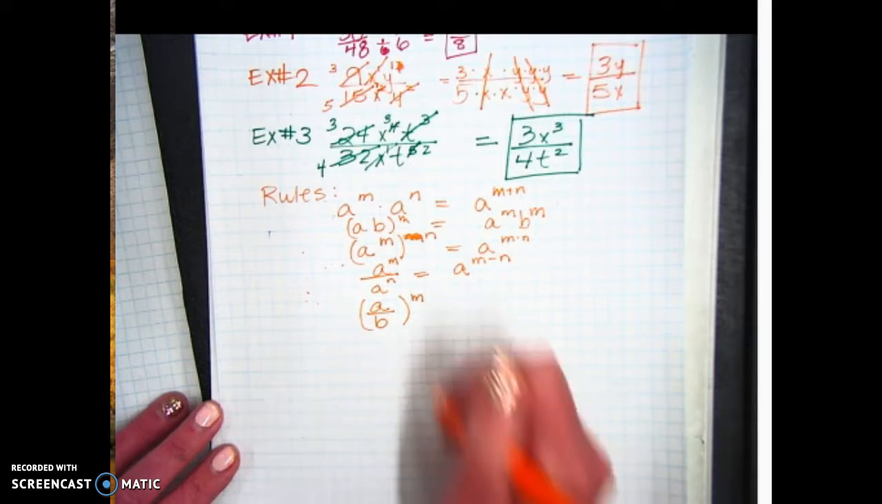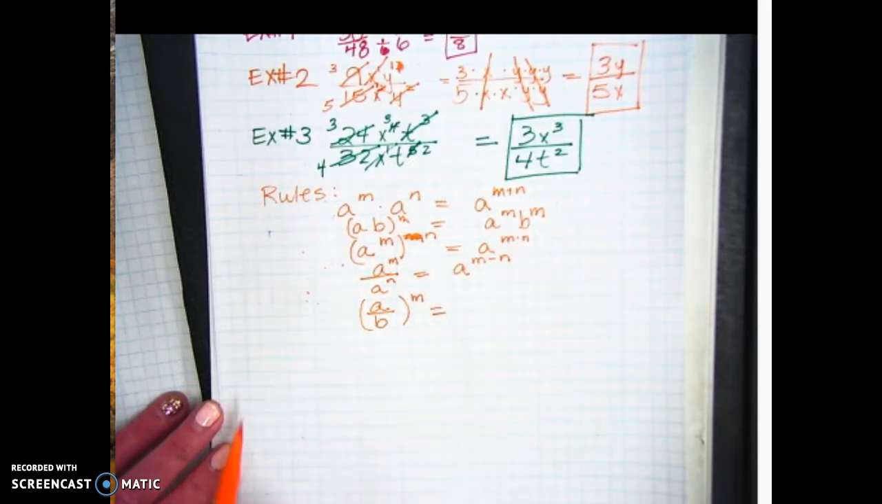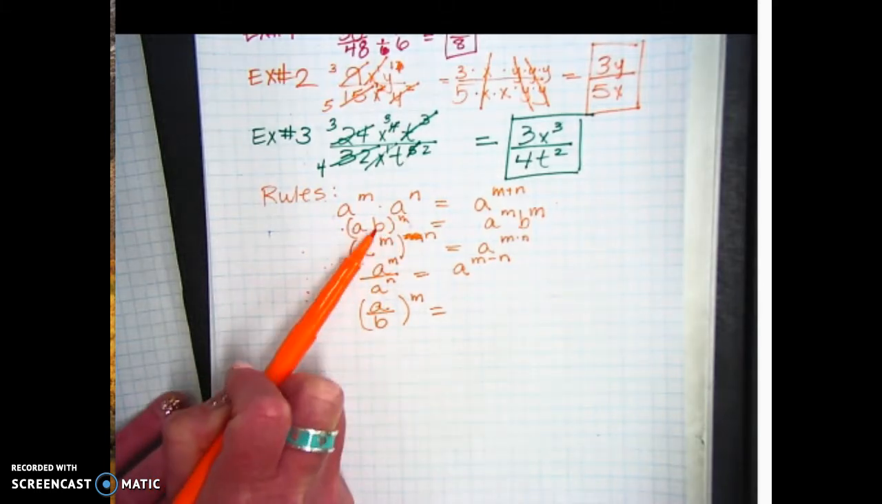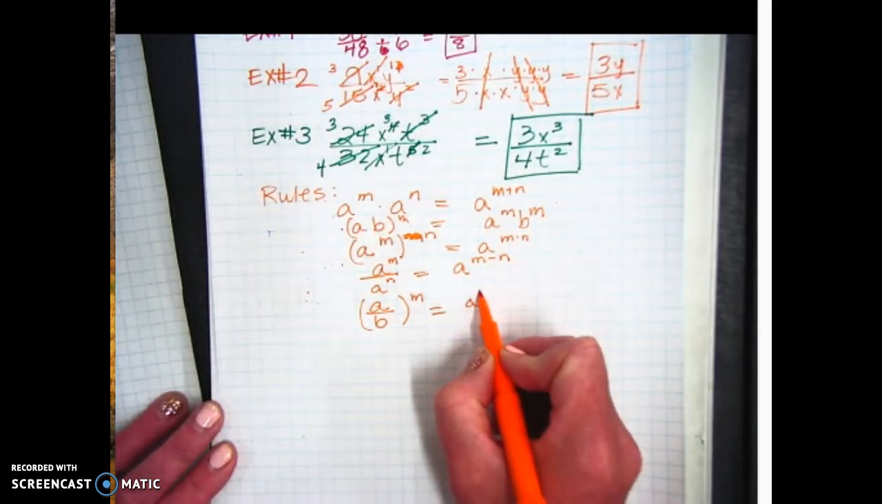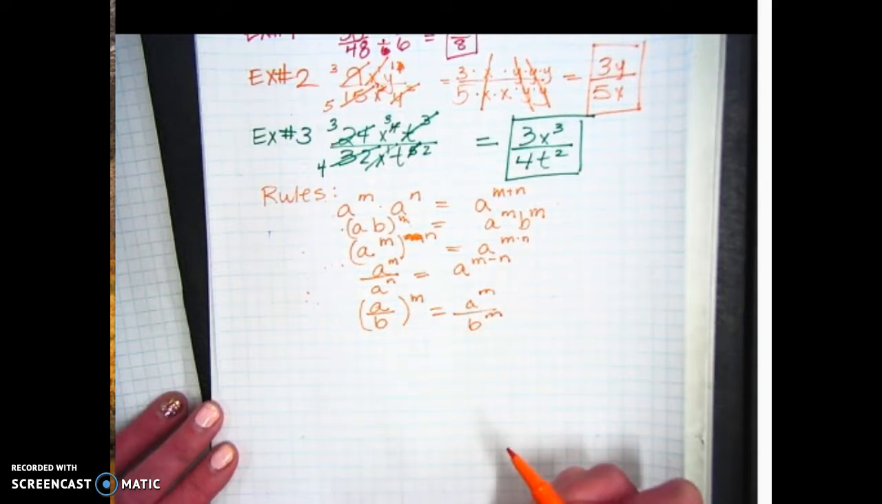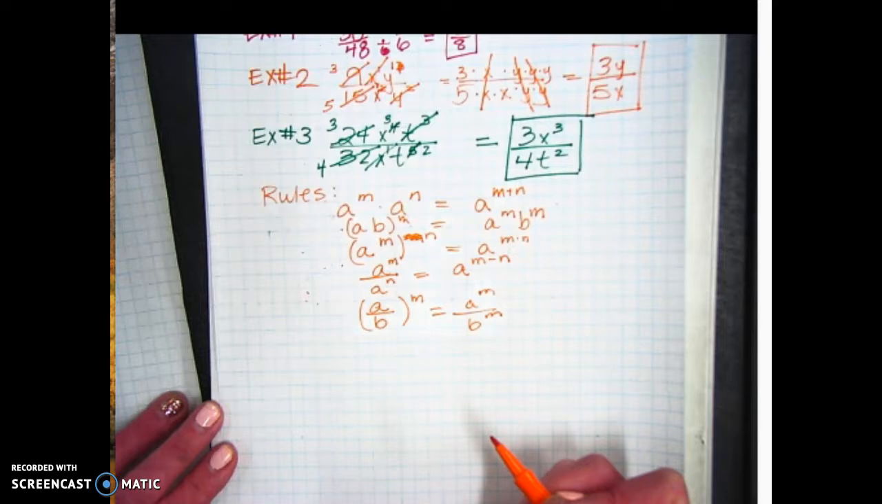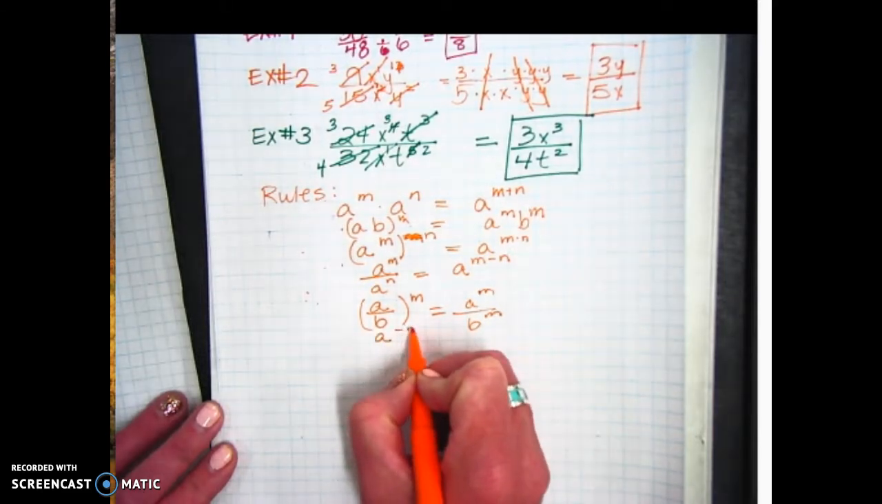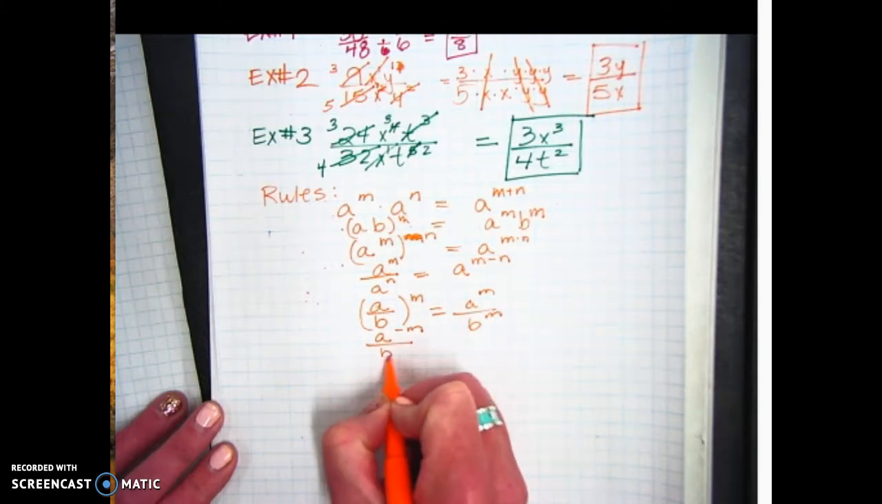With this one, you want to make sure, just like we did right here, that everything goes to that power. So the numerator goes to the power of m, the denominator goes to the power of m. Okay. And the last one is a to the negative m over b to the n.